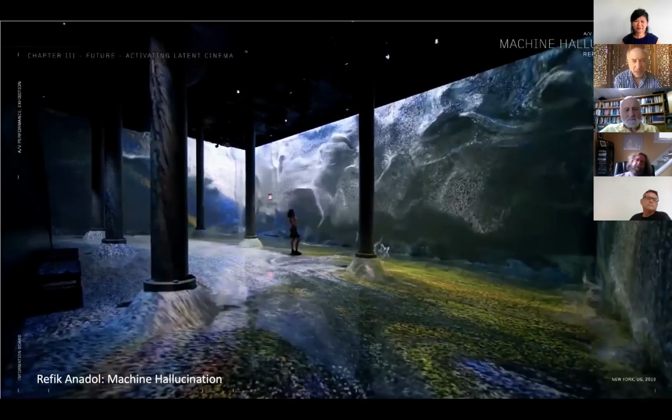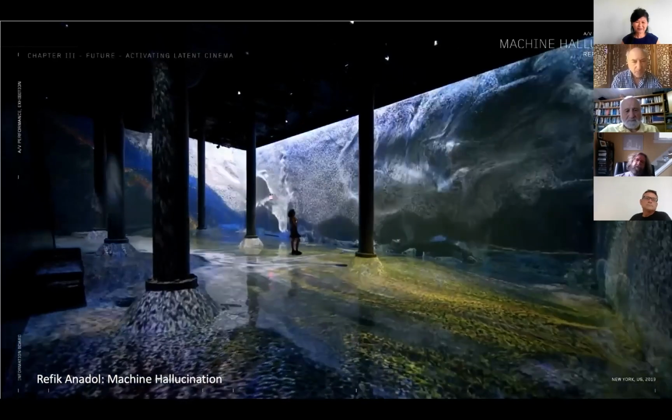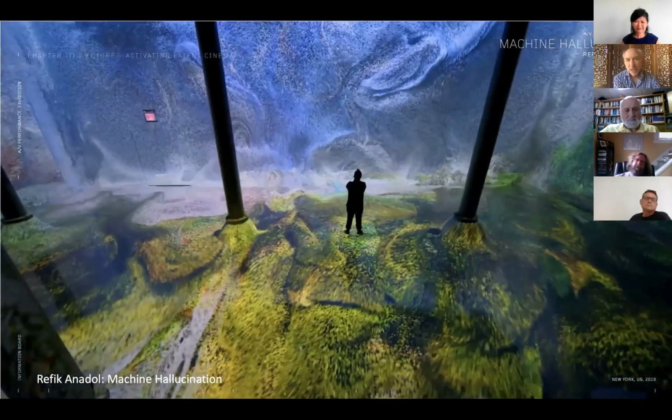Here we have some beautiful work by Refik Anadol. The point of that was just to see how, once there are moving images on the surface, they completely distort your sense of where you are.